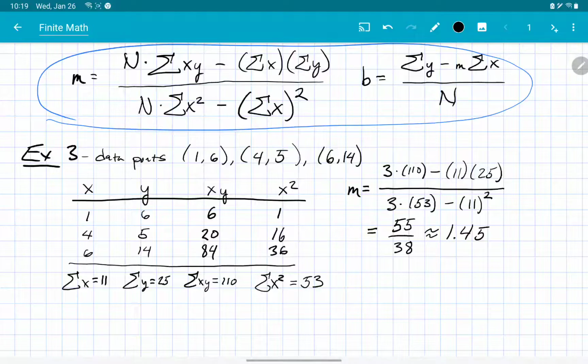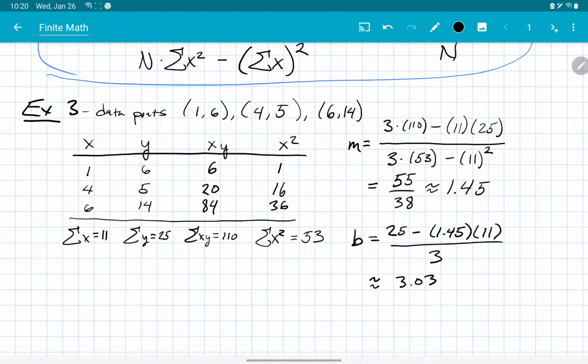Okay, now let's find B. B is equal to, the formula above says the sum of the y coordinates, which we found to be 25, minus m, which is 1.45 that we just found, times the sum of the x coordinates, which was 11, divided by n, which is 3, and this turns out to be around 3.03.